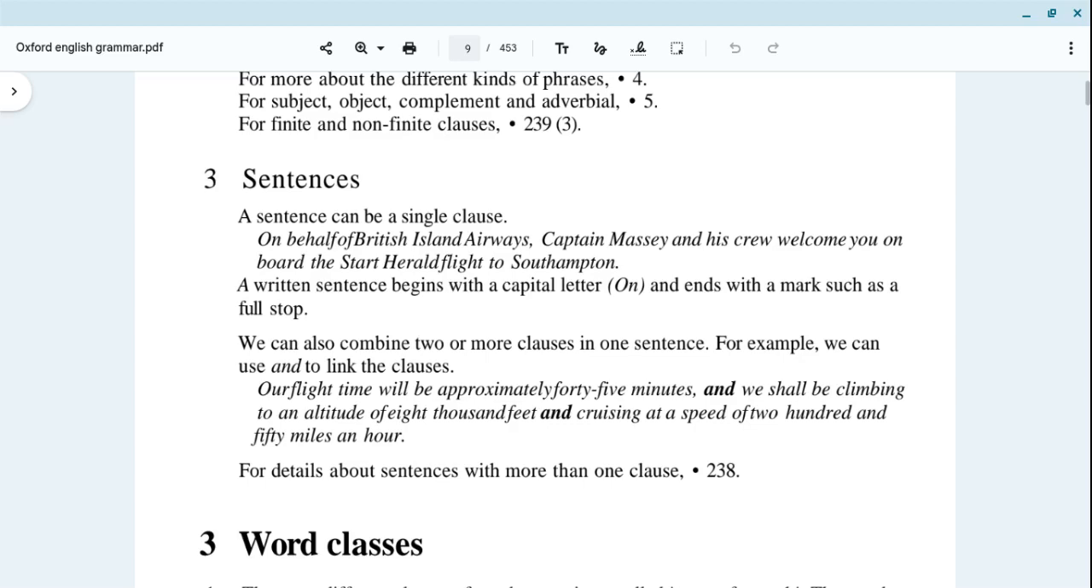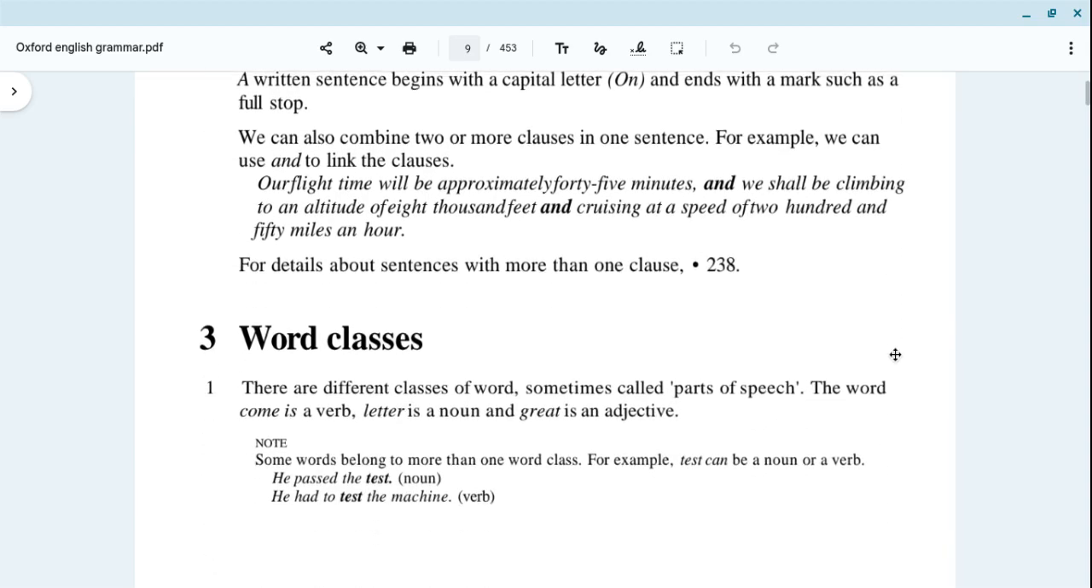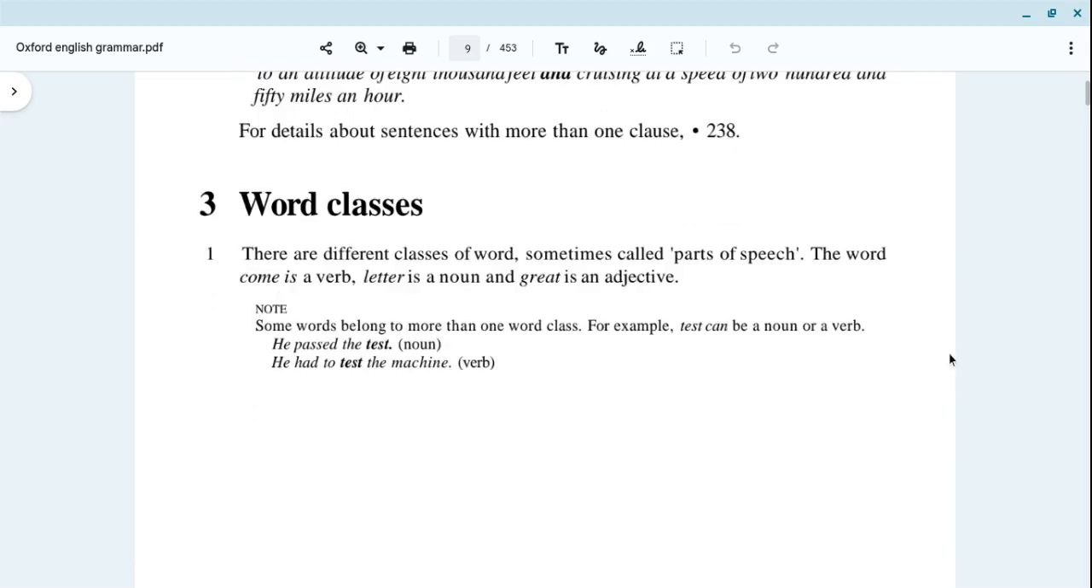We can also combine two or more clauses in one sentence. For example, we can use and to link the clauses. Our flight time will be approximately 45 minutes, and we shall be climbing to an altitude of 8,000 feet and cruising at a speed of 250 miles an hour. For details about sentences with more than one clause, page 238, we're going to go through that, but not today.